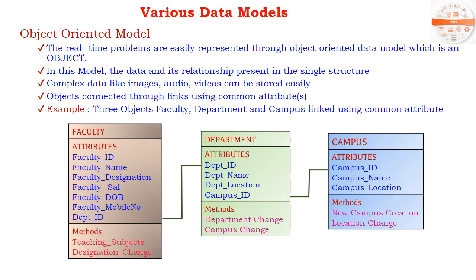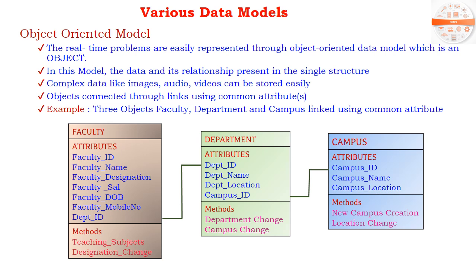And now last one, object-oriented model. Real-time problems are easily represented through the object-oriented data model, which is the object. In this model, the data and its relationship are present in a single structure. For example, complex data like images, audio, or video can be stored easily. Suppose you want to store images, audio files, or video files, in that case you can prefer the object-oriented model.